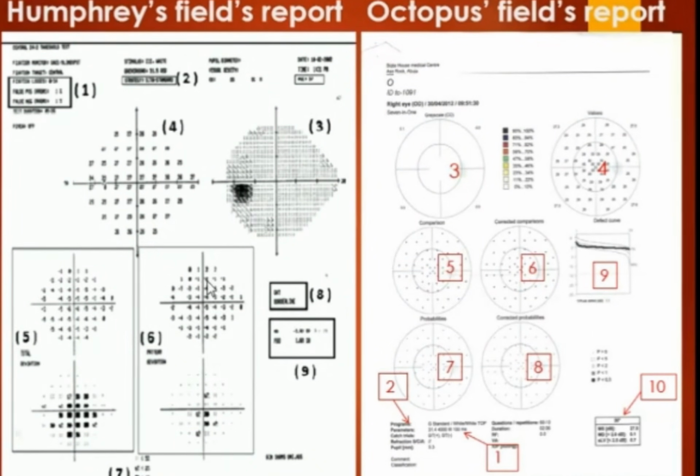This is the pattern deviation for Humphrey. Here is corrected comparison for Octopus. Here is total deviation probability plot for Humphrey. Here is probabilities for Octopus. Here is pattern deviation probability plot for Humphrey. Here is corrected probabilities for Octopus. So we have the glaucoma hemifield test here for Humphrey. Then we'll have the defect curve, or what we call the Bebe curve for Octopus.